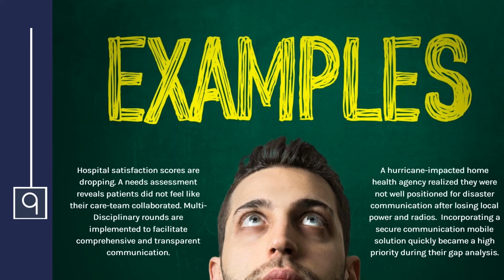Another example, we have a home health agency in the Southeast that was impacted by a hurricane, and it shut down their phone systems, all telecommunication, all radio, everything. And they realized, unfortunately, too late, because it's already happening to them, that they did not have a good disaster recovery communication plan. So we worked with them.